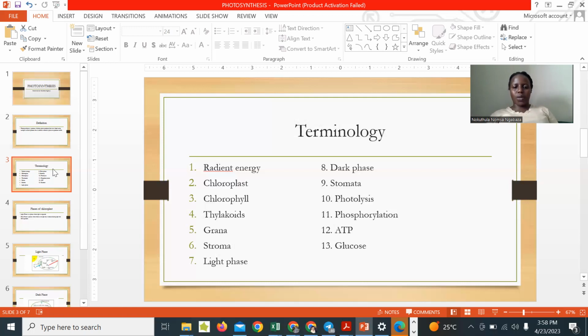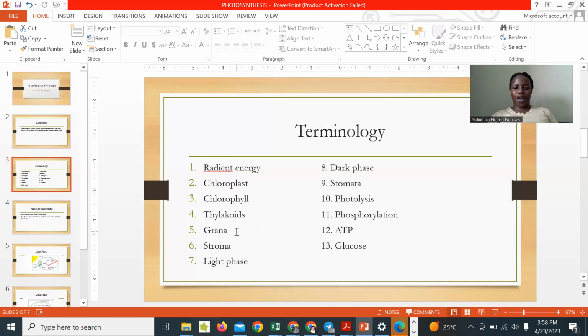The third term that we have there is called the chlorophyll. Chlorophyll is the green pigment that is required by the plant so that photosynthesis can occur. And then we have what are called the thylakoids. Thylakoids are basically the membranous sacs of the chloroplast that contain your chlorophyll. I'll repeat again. Thylakoids are the membranous sacs of the chloroplast that contain chlorophyll.